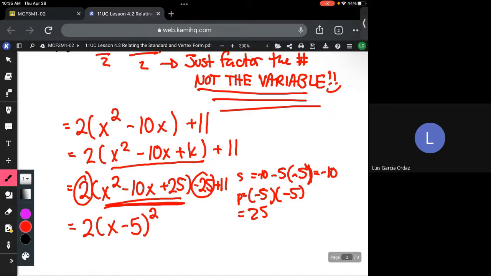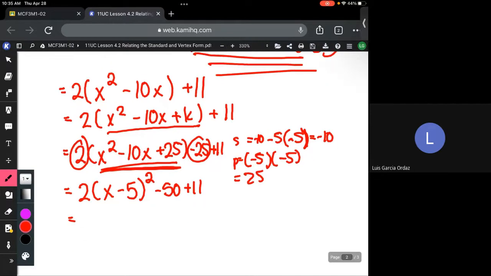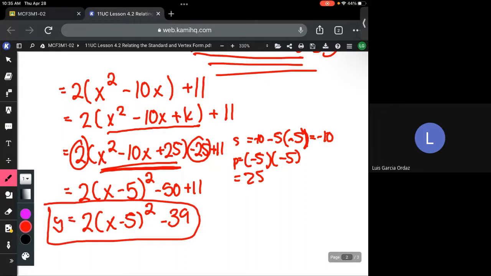Okay. So that's what's inside the bracket, you don't touch what's inside the bracket. It's negative 50 plus 11. So what is negative 50 plus 11? Minus 39. I'm following. So that would be your vertex: negative 2, negative 39.